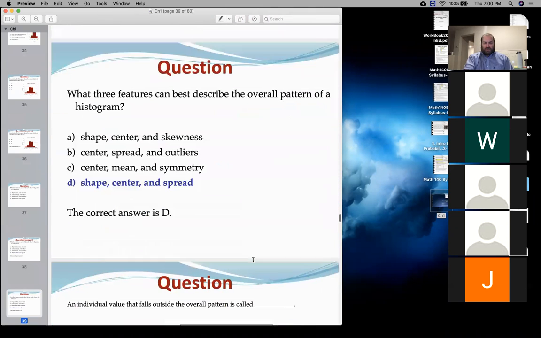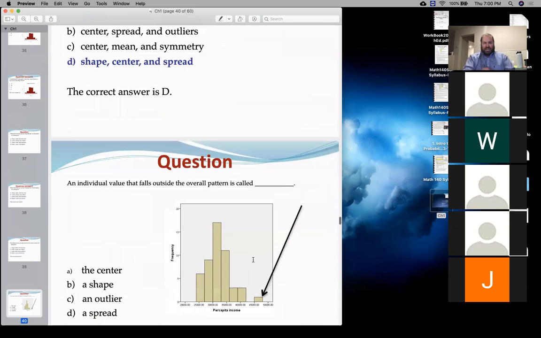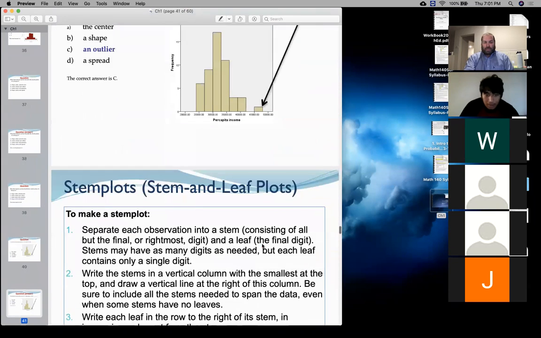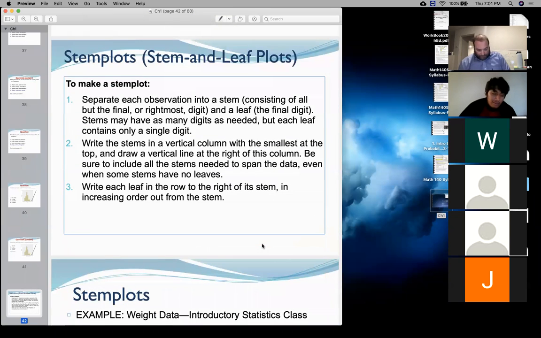And then they do it again for some reason. Next one, an individual value that falls outside the overall pattern is called A, the center, B, a shape, C, an outlier, or D, spread. I'm going to say go in 5, 4, 3, 2, 1. So everyone seems to be pretty in agreement on that one, and the answer is in fact C, no explanation necessary. So that takes us to the end of histograms.